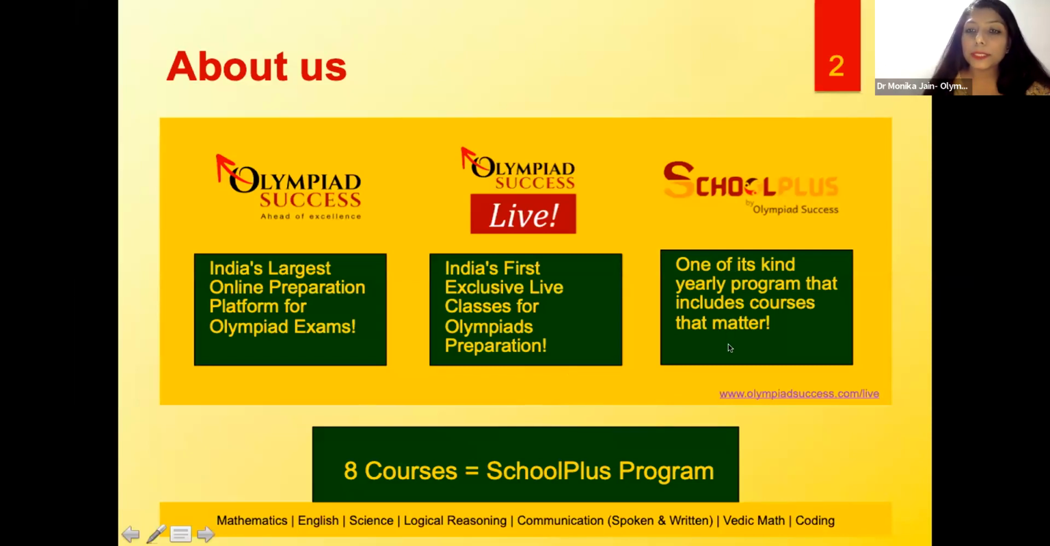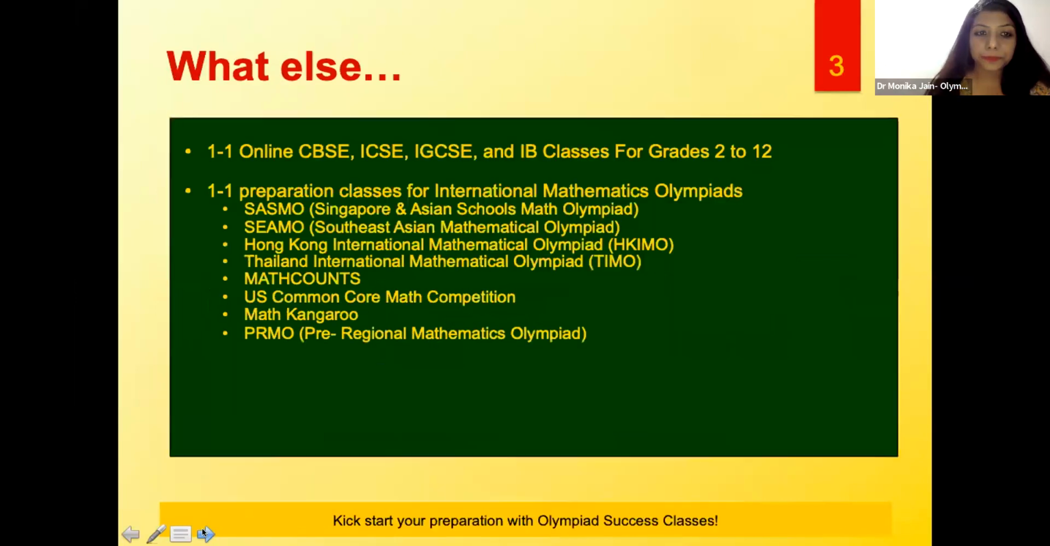School Plus by Olympiad Success is one of its own kind of annual program that includes 8 important courses that really matter at this point of time in your life. These 8 courses include mathematics, English, science, logical reasoning, communication, both spoken and written, Vedic math, and coding. Here you get one-on-one online CBSE, ICSE, IGCSE, and IB classes for grades 2 to 12, and one-on-one preparation classes for international mathematics Olympiads like SASMO, CMO, HKIMO, TIMO, Math Counts, US Common Core Math Competition, Math Kangaroo, PRMO.